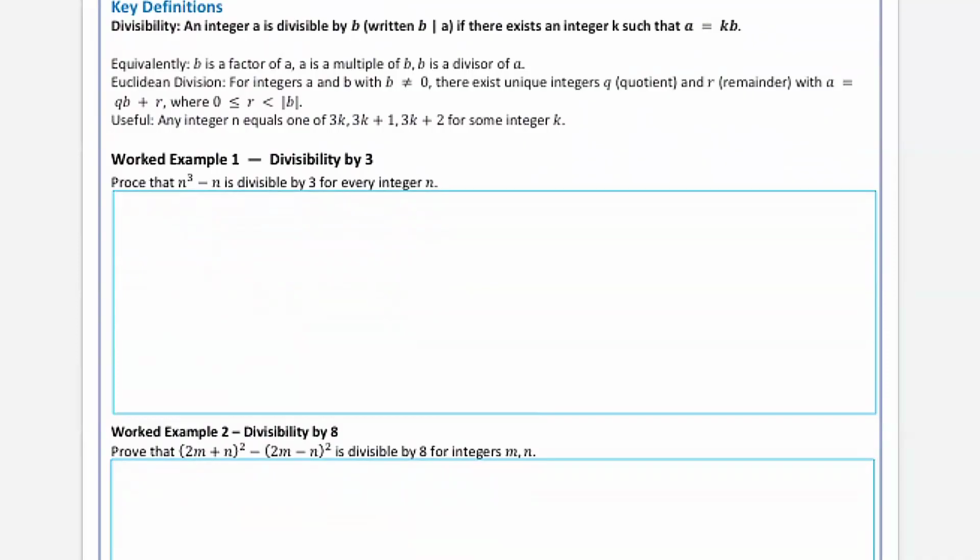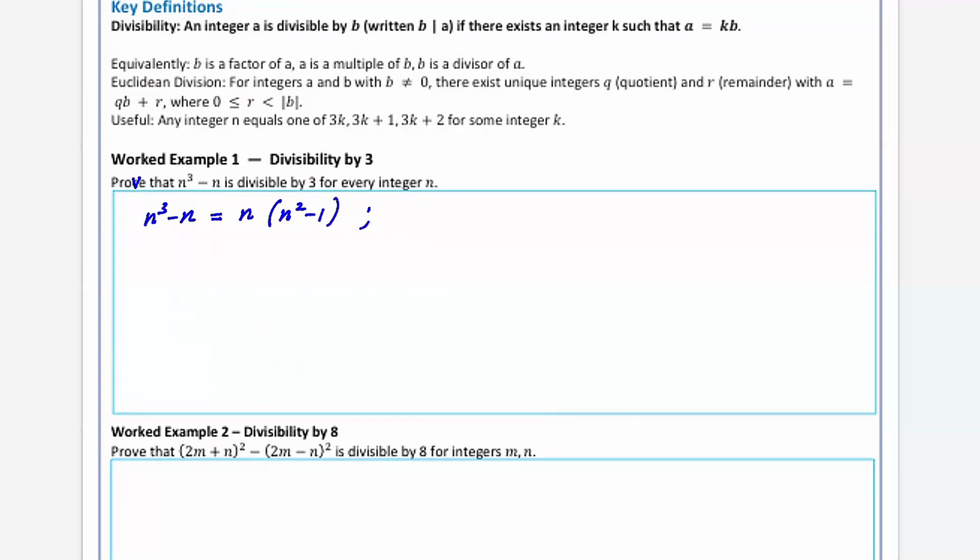So prove that n to the power 3 minus n is divisible by 3 for every integer n. Okay, so let's think about this one. Prove that n to the power 3 minus n is divisible by 3. So how do you do that? n to the power 3 minus n, you can factorize: n times n squared minus 1, right?